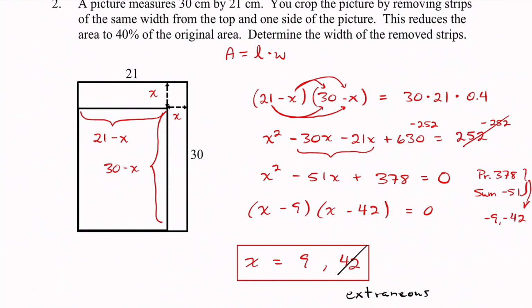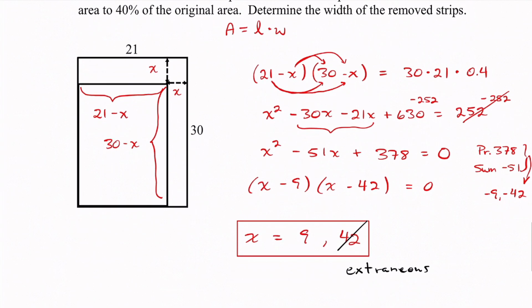The second one, though, when x is 9, you could have this length being 21 and then you take away 9 from it. Same with the 30. If this is 30, you could take away 9 from it as well. So 9 works, 9 is okay, but the 42 is extraneous.